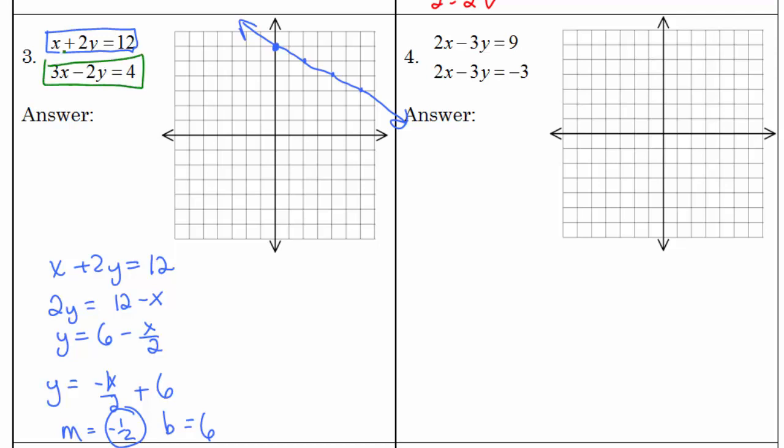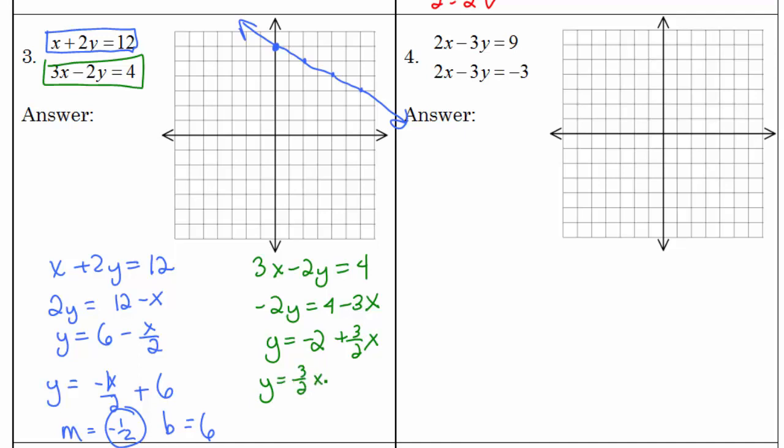Okay. Now I'm going to do this line, and I'm going to do the same thing. So I'm going to subtract 3x, and I'm going to divide by negative 2, being very careful with those negatives. I'm going to rearrange. So my slope is 3/2 and b is negative 2. So up 3 over 2, up 3 over 2, and so on. Those intersect right there.